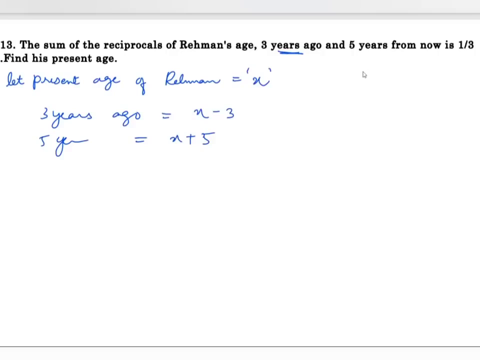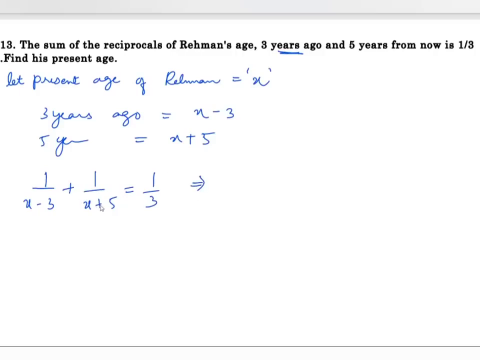Present age is x. 3 years ago his age will be x minus 3. After 5 years his age will be x plus 5. Now the reciprocal of his age 3 years ago plus the reciprocal of his age 5 years from now, that is 1 by x minus 3 plus 1 by x plus 5, is 1 by 3.